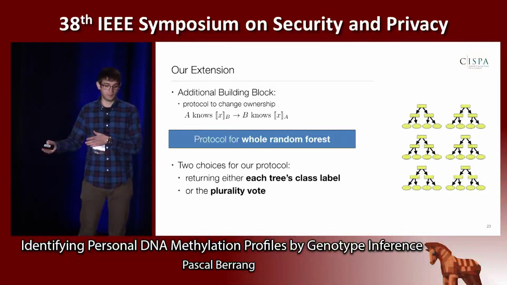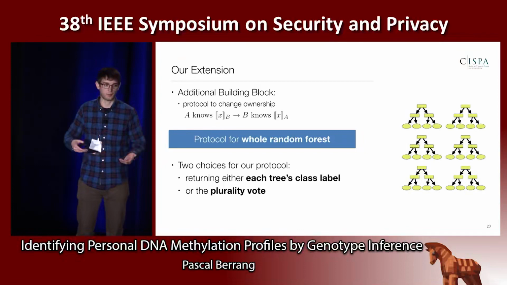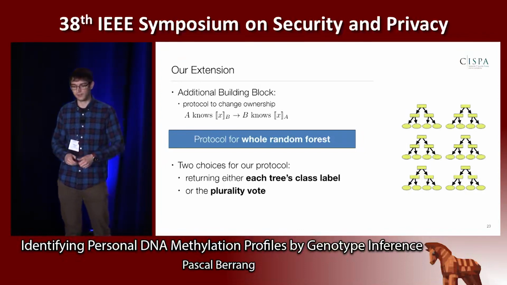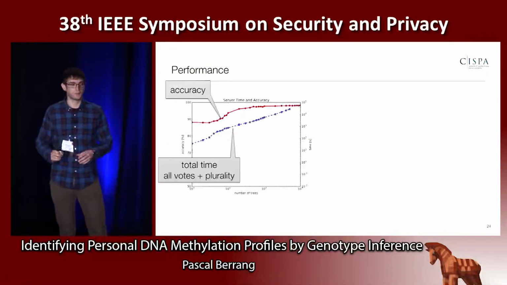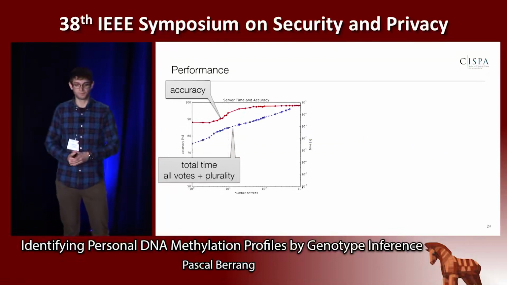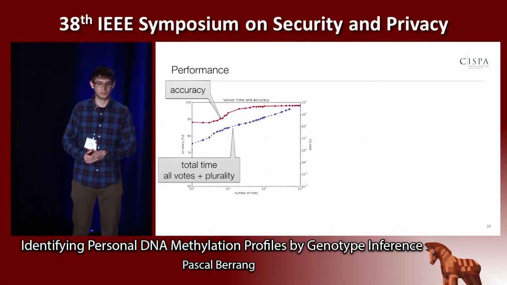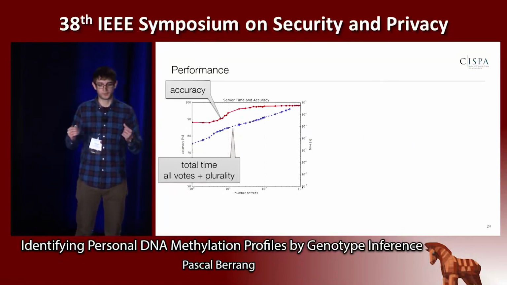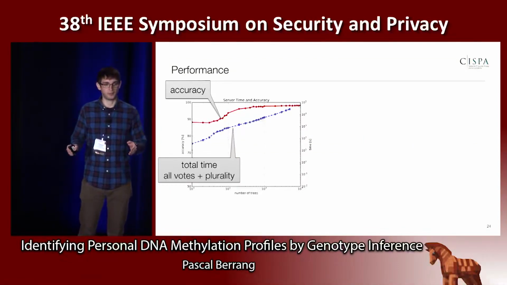But if you do not want that, you can also return the plurality vote instead. Okay, let's have a look at the performance of our protocol. So in this diagram, you can see the red line, which is the accuracy when we vary the number of trees used in the random forest classifier.